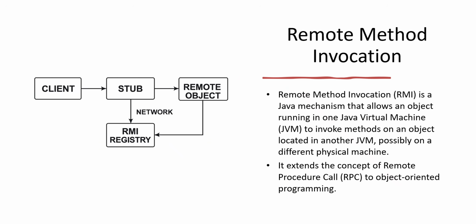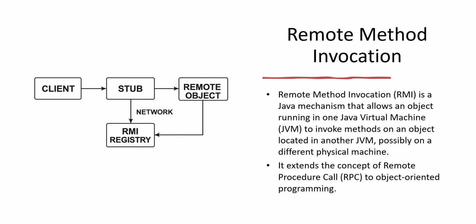Now let us move to the fourth mechanism, remote method invocation or RMI. RMI is a Java mechanism that allows an object running in one Java virtual machine, or JVM, to invoke a method on an object located in another JVM. The other JVM may be running on the same physical machine or on a different machine connected through a network. RMI extends the idea of remote procedure call to the world of object-oriented programming.